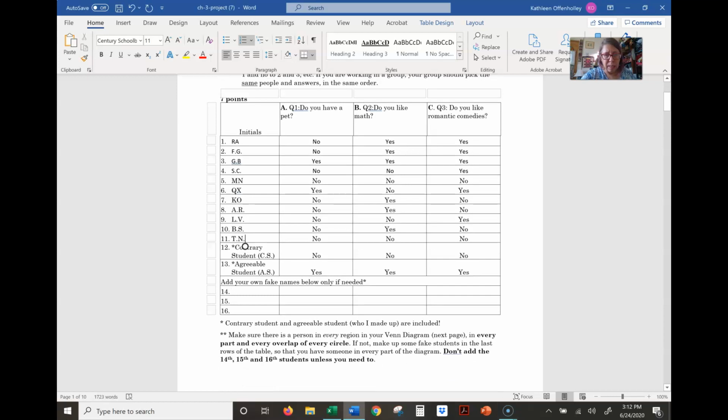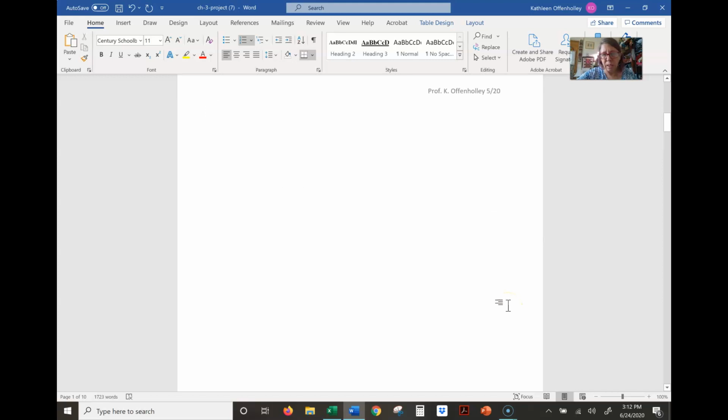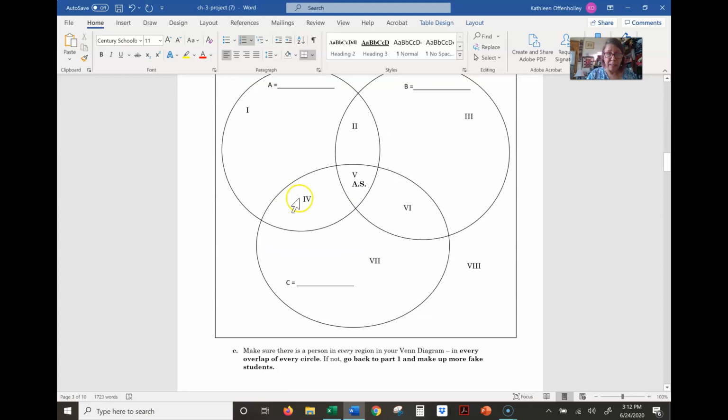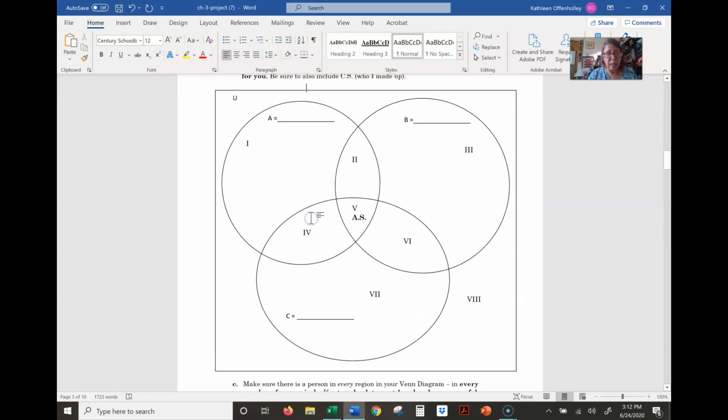And you notice there's these 2 people that are already filled in for you. Contrary student who didn't like anything, an agreeable student who said yes to everything. And it says add your own fake names below, only if needed. Now, you only have to add in some fake people if you don't have enough of a variety up here. How do you know if you have enough of a variety up there? Well, what you're going to do is you're going to start filling out your Venn diagram. And you want to have somebody in every single spot here. So if you find that, oh no, I don't have anybody in this region, then you're going to make up a person that would be in that region.